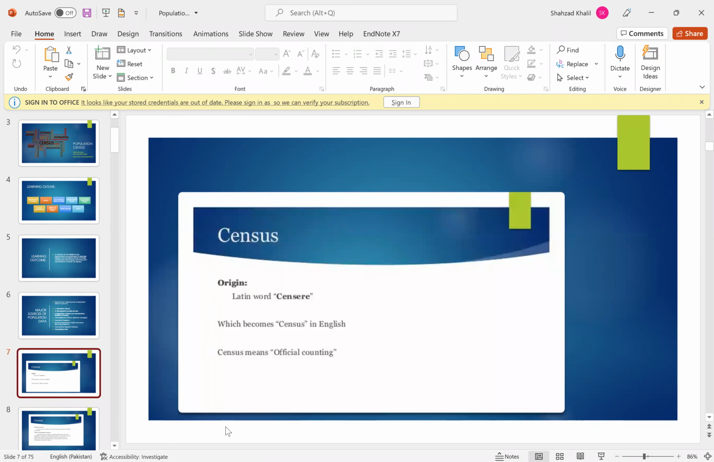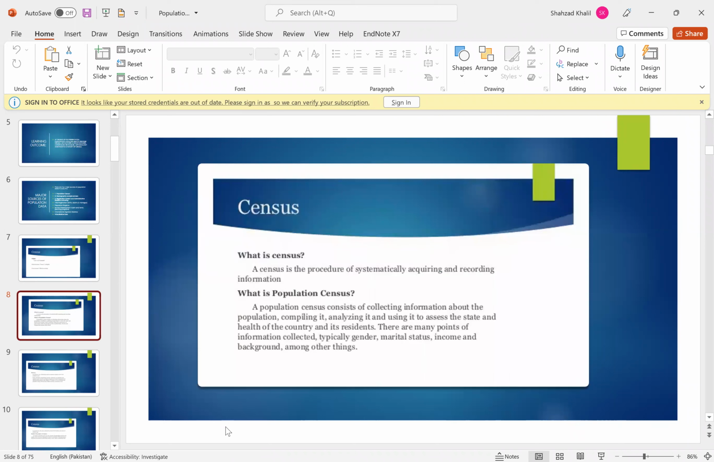Census. Its origin is from the Latin word censere, which becomes census in English, and census means official counting. What is census? A census is a procedure of systematically acquiring and recording information. And what is population census? A population census consists of collecting information about the population, compiling it, analyzing it, and using it to assess the state and health of the country and its residents. There are many points of information collected, typically gender, marital status, income, and background, among other things.